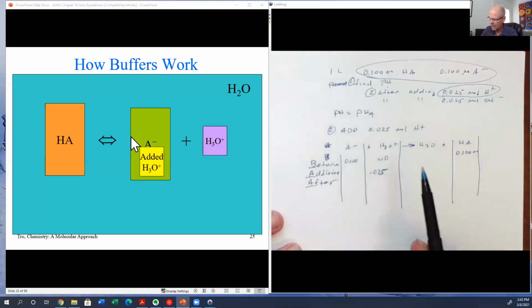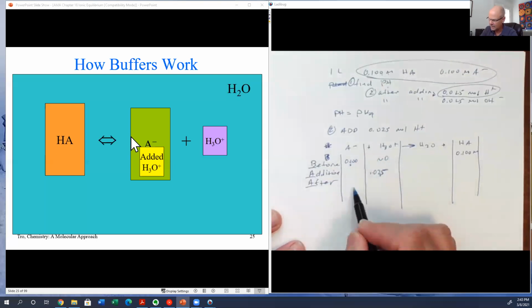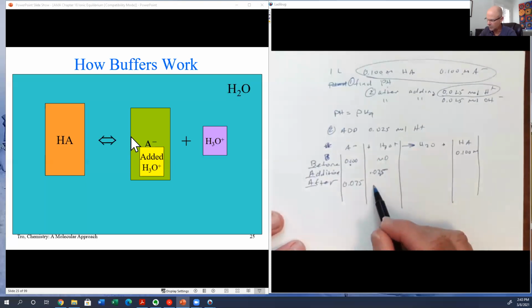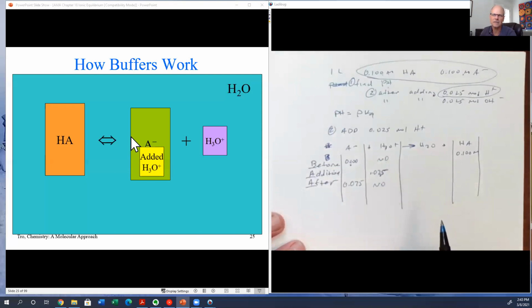So in other words, I have 0.025 moles of this and I have 0.1 moles of this. That means that all of this is going to be consumed, and this is going to come down to 0.075, because it completely neutralizes. This is going to go down to about 0. We know it's not exactly 0 because that's the thing we're trying to calculate ultimately, right?